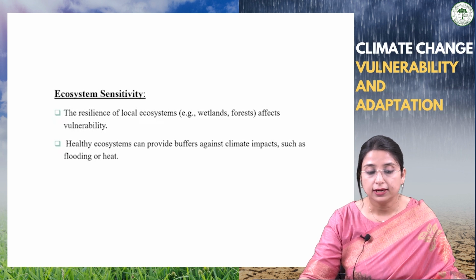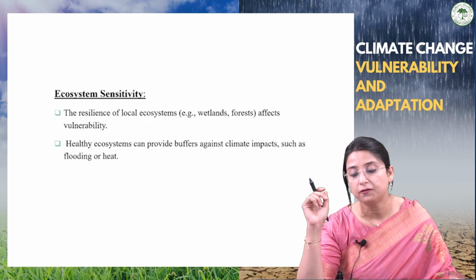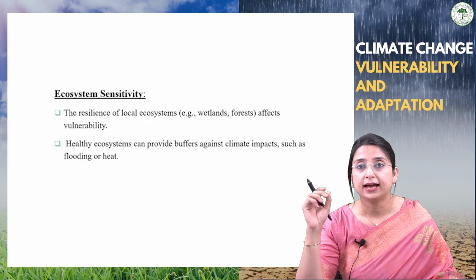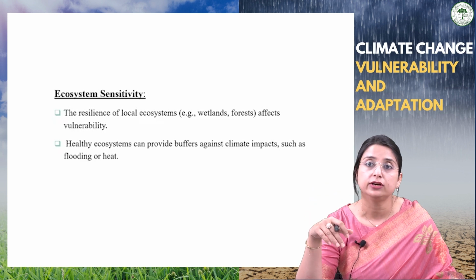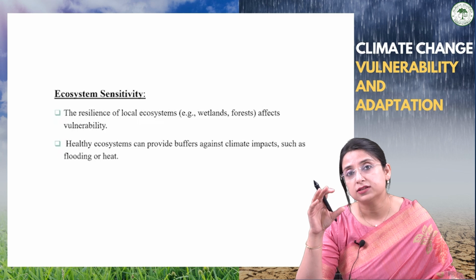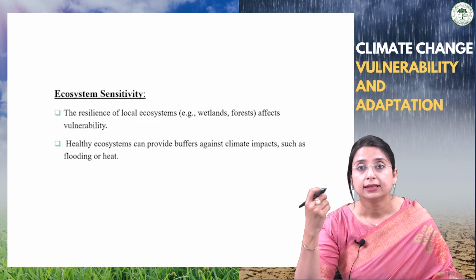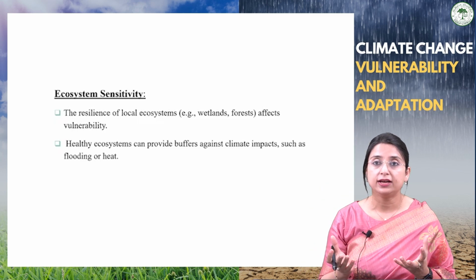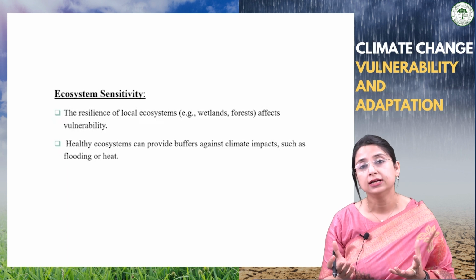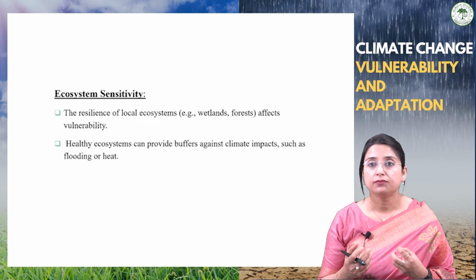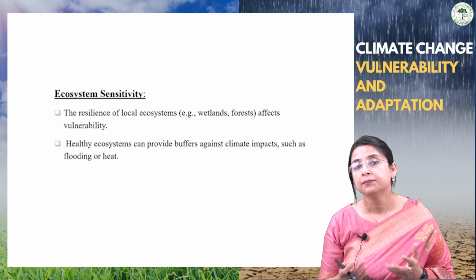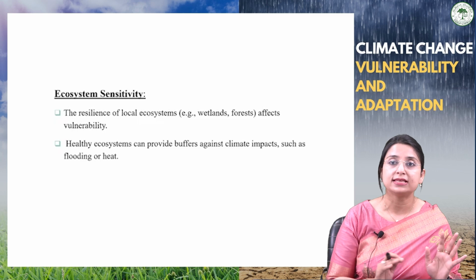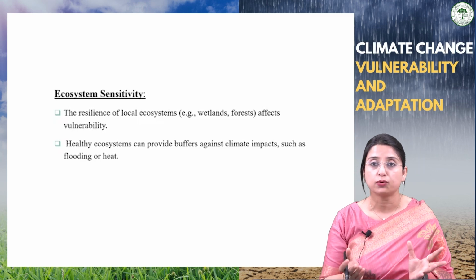So the resilience of the local ecosystem will certainly affect the vulnerability. If the ecosystem is healthy, it can provide a buffer against climatic impacts such as flooding and heat. For example, the data says wetland bodies are shrinking and disappearing. It means we are losing the storing capacity for the excess water that we receive during the rain. If that capacity is lost, the water will be lost through surface runoff and cannot be stored in that storage sink or wetland.